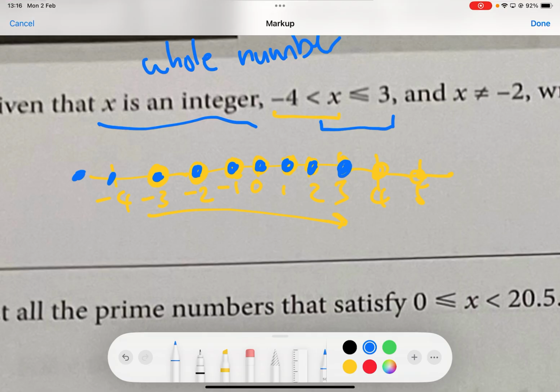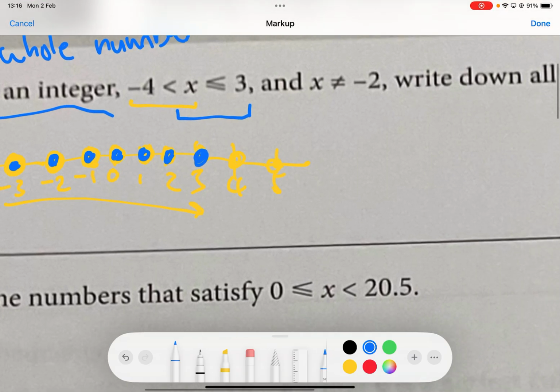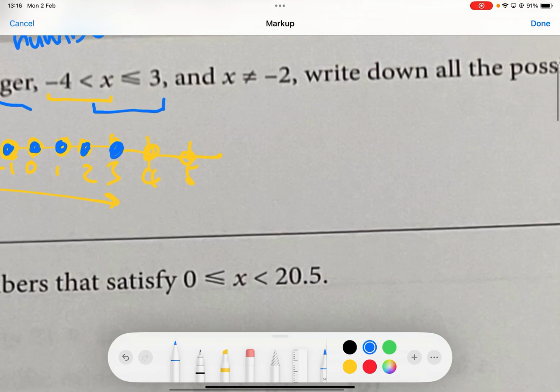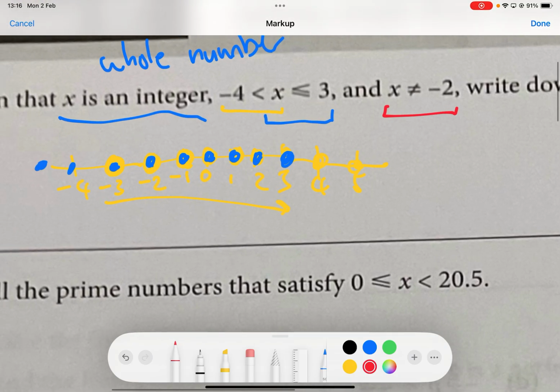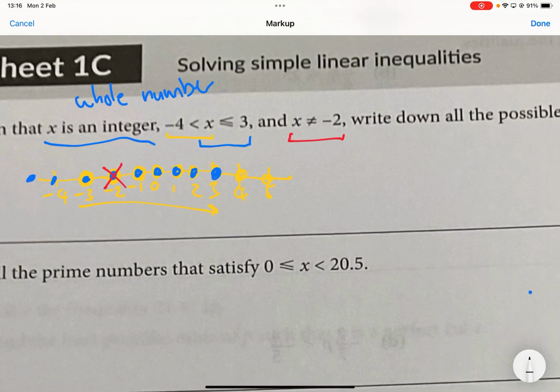-3 to 3. Okay? And they still give me one more condition. X cannot be -2. Okay? So this one cannot. Then they ask us to list down all the possible x.